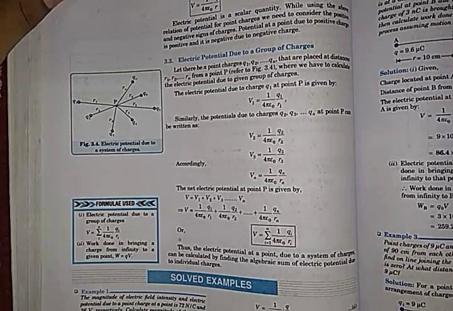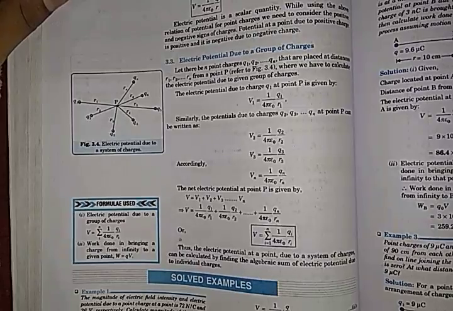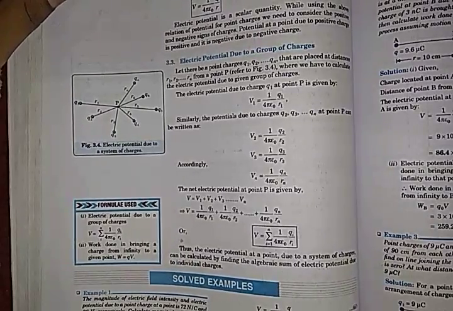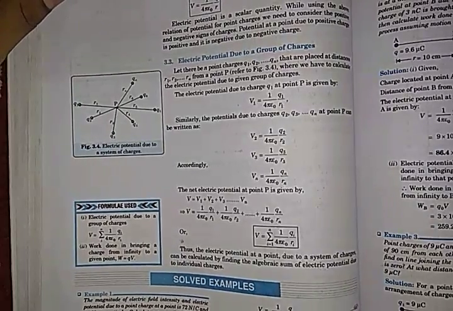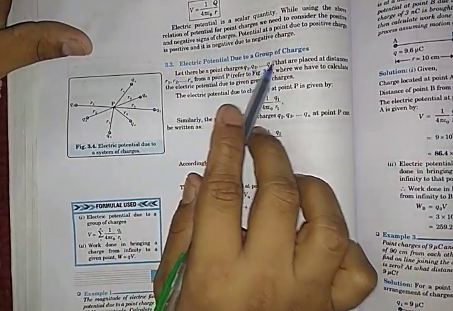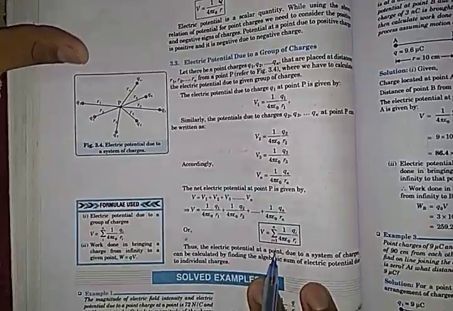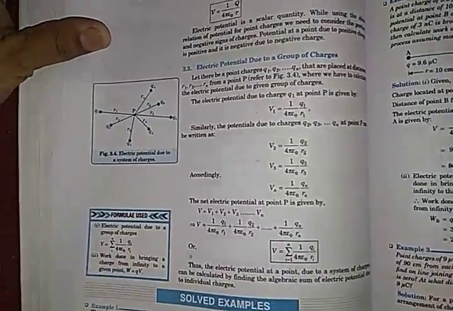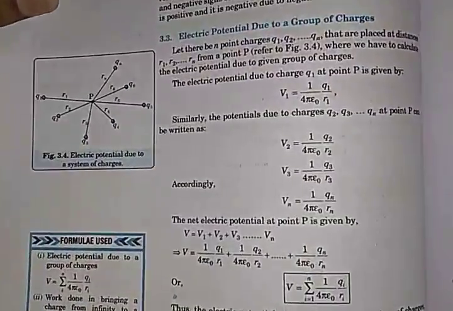This is the fourth part of physics, chapter number 2, electric potential and capacitor. Students, we are going to discuss the next topic, that is electric potential due to a group of charges. We are trying to understand this with the help of the figure. Now see, you are able to see the figure.